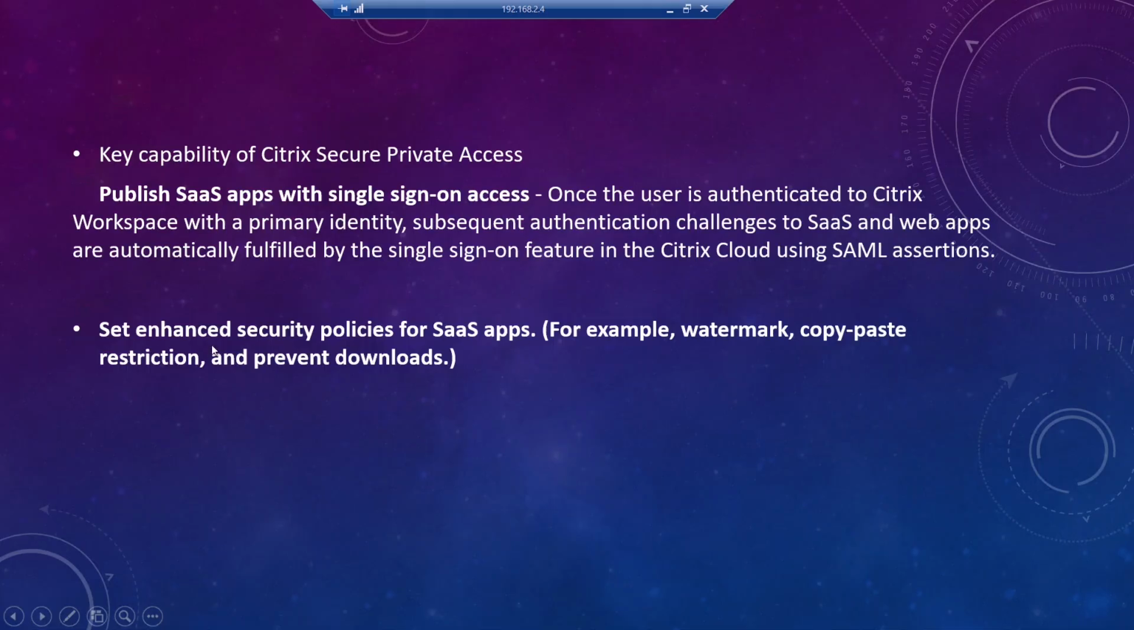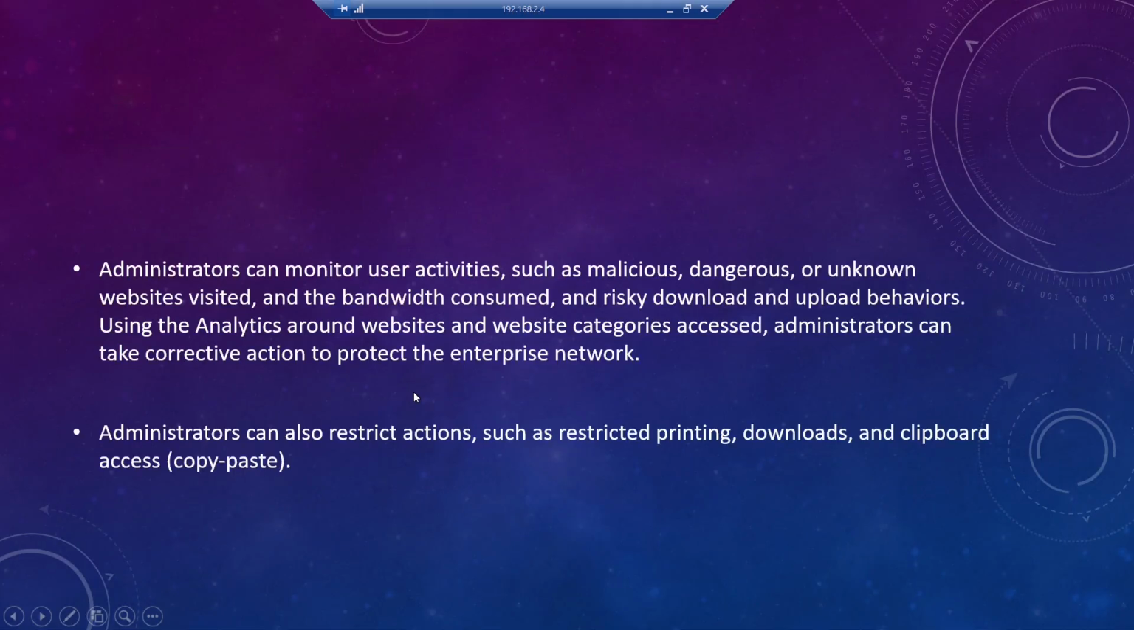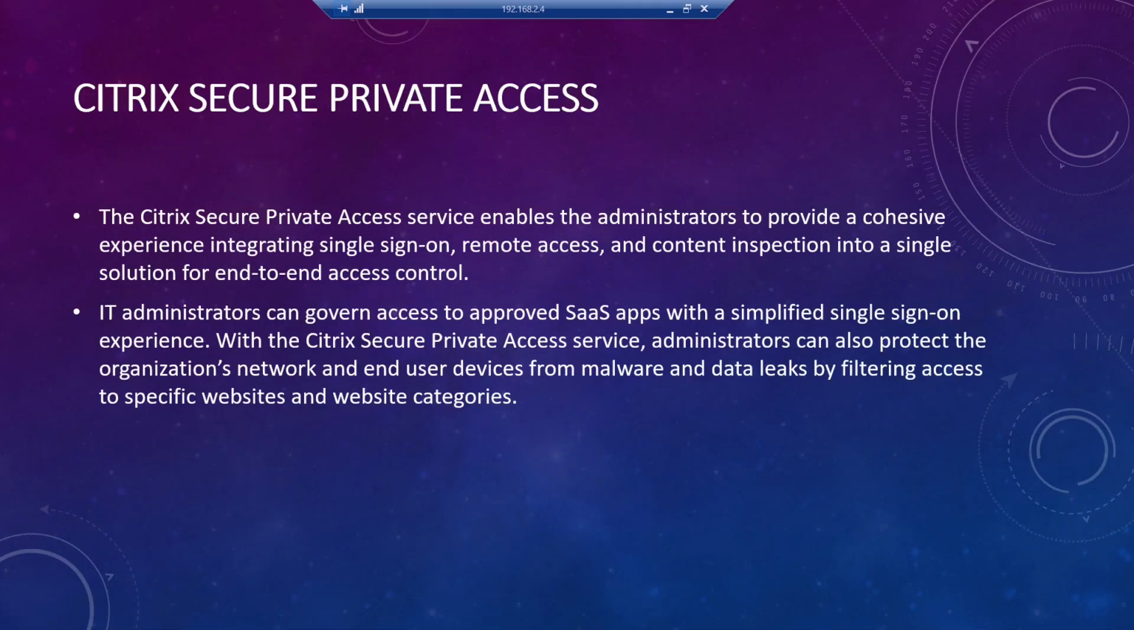That is publishing SaaS apps with single sign-on access. And also we can set enhanced security policies for SaaS applications. SaaS applications are business applications, so we need to make sure we set security policies for them, like watermark and copy paste, as we have just discussed. Users should not copy paste from one application to their local machine, so we can restrict it. We can also allow or block whether users can download certain information from the SaaS applications. We can do all these things using Citrix Secure Private Access.